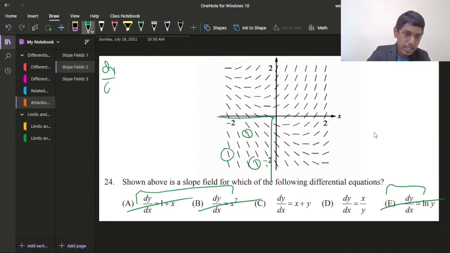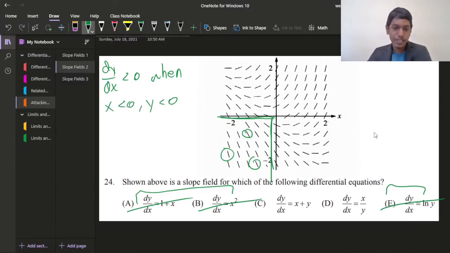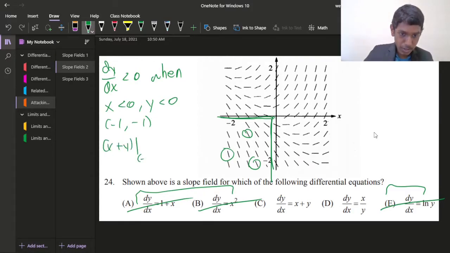So dy dx is less than 0 when, okay, what are characteristics of points that are in quadrant 3? Well, x is less than 0 and y is also less than 0. Graphically, you can see this. Now let's try a point. Let's say -1, -1. That point is in quadrant 3. We're going to plug that point in for C and D, and see which one will actually uphold the fact that dy dx must be less than 0. So dy dx for this one, let's just use x plus y, at -1, -1.